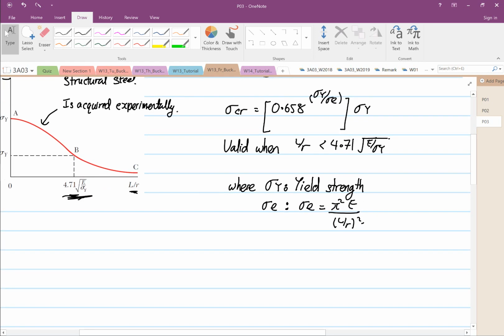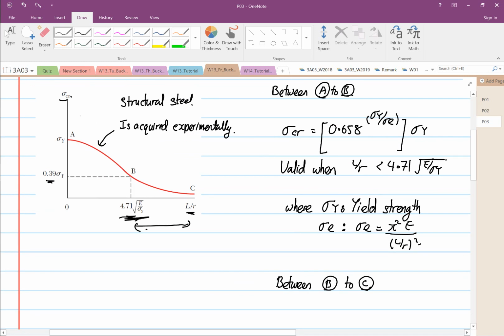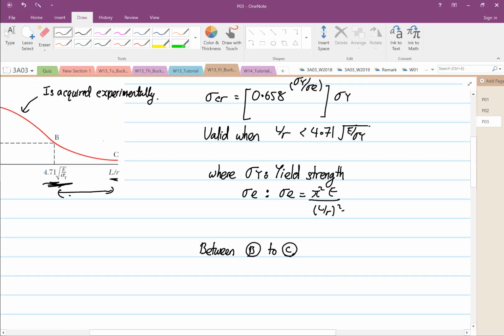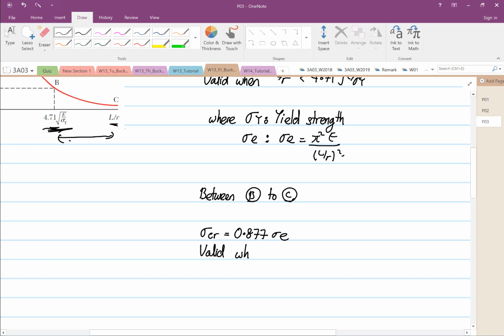Okay, so this is between A to B. Then if it's between B to C, i.e. B to C means this range of slenderness ratio, or anything that is greater than 4.71, and this height of your yield stress, then you apply this set of formula where your critical stress will be equal to 0.877 stress E, and this is only valid when, like I mentioned earlier, your L over r ratio is greater than 4.71 square root of E divided by stress Y.